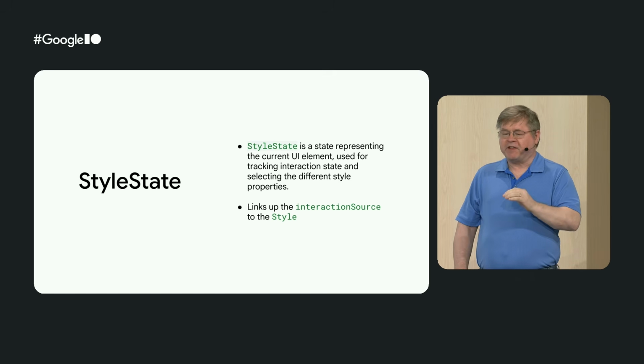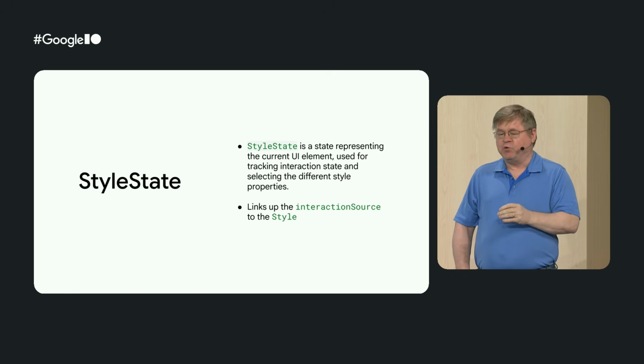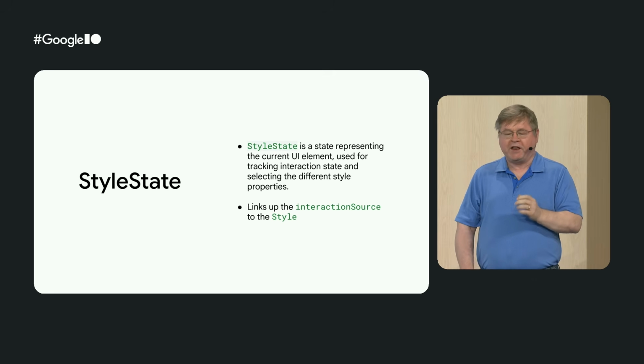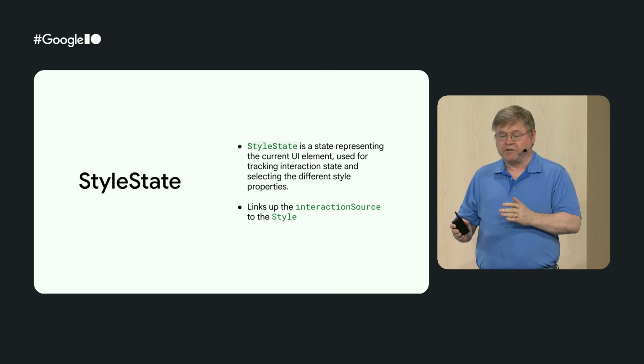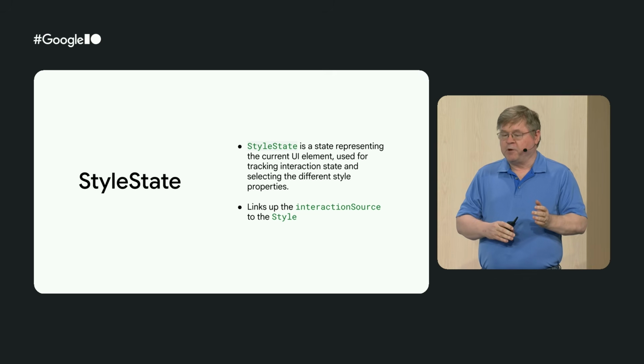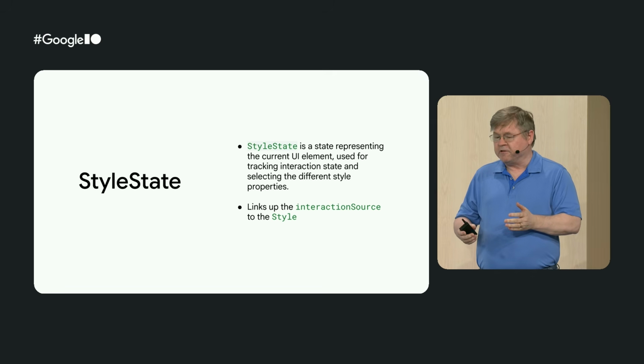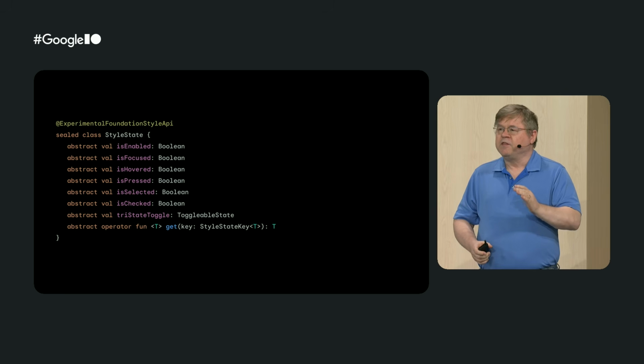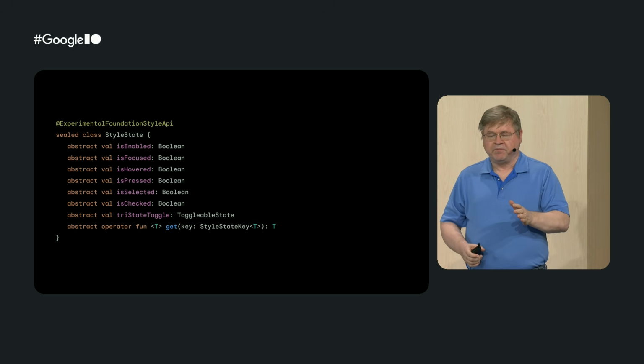The style state represents the current state of the UI element, which is used for tracking the interaction state, like pressed, hovered, and focused, and is used for state-based styling to select the different style properties based on that state. It allows linking the interaction source to the style itself. Without linking up the state to the style, the code would still compile, but when you press the button, nothing would happen. This is the definition of the style state.